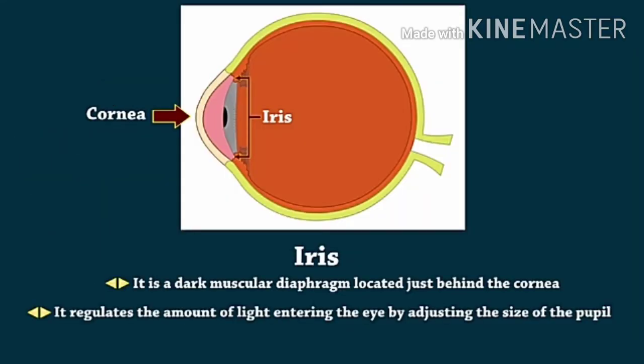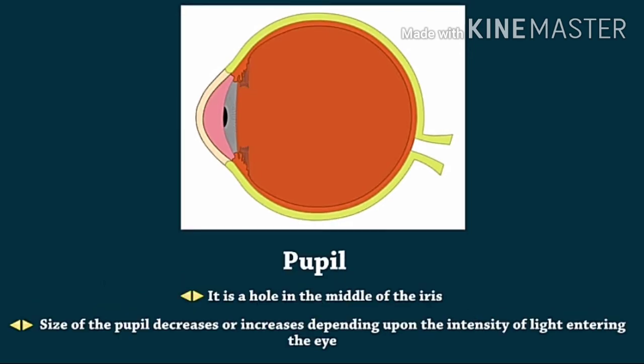Iris. It is the dark muscular diaphragm located just behind the cornea. It regulates the amount of light entering the eye by adjusting the size of the pupil. It works just like the shutter of a camera. It is the only colored part of the eye.